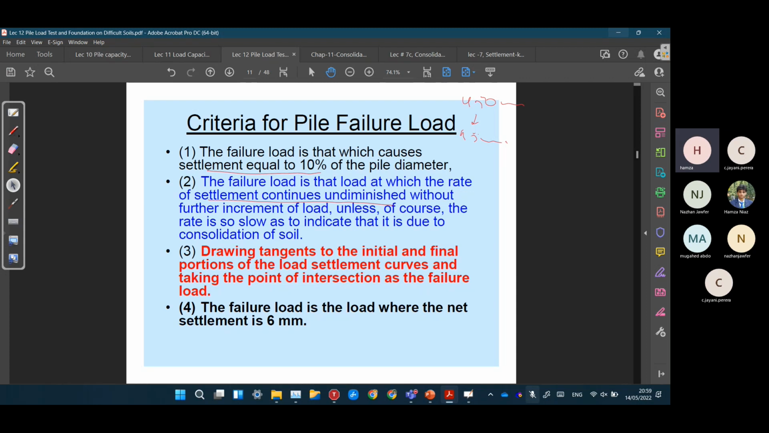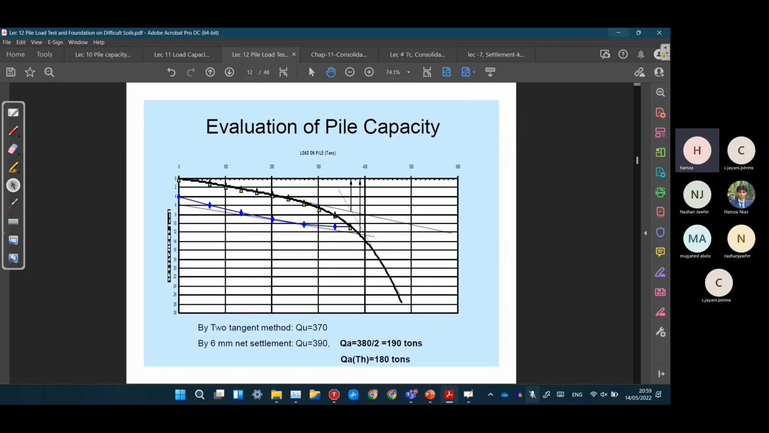For the third, this is the pile load capacity curve. They say to draw a tangent to the initial part of the curve, and draw a tangent to the final part of the curve. Where these two tangents intersect, check the load value. So they intersect at this point. This is about 370. Is it in tons? Here it is written, so 370 tons. This is the third.